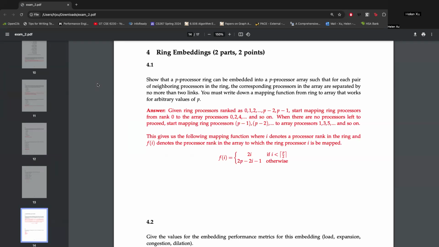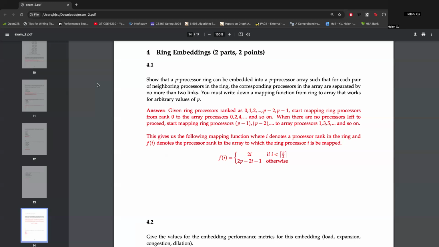So the array is just the same as the ring, but without this end connection. And so it's saying, we have this thing, and we want to embed it into this thing. Clearly the main difference is that in the ring, 4 and 1 are connected, but in the array, 1 and 4 are not connected. So they need to become, as it says in the problem, at most distance 2 from each other.